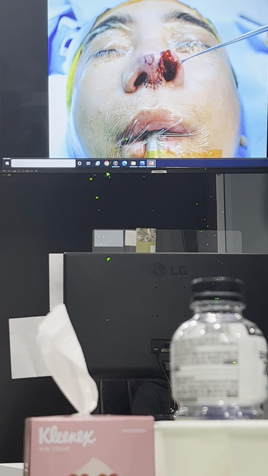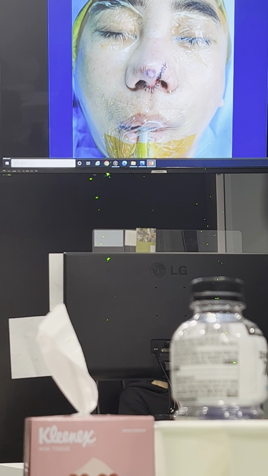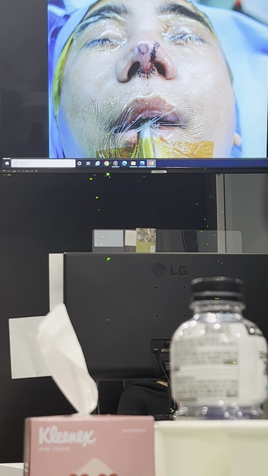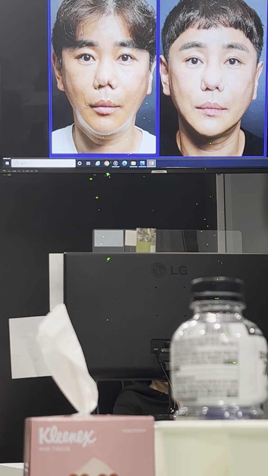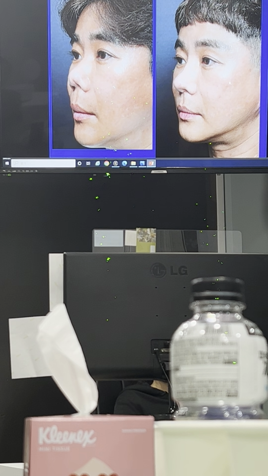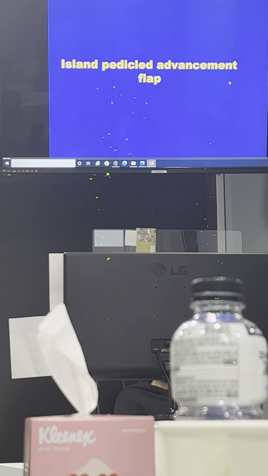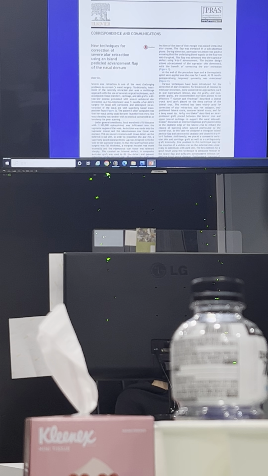But still, on the left side the alar is depressed like this. So I designed the alar rotation flap like this. After that, I matched the alar rim. Good. So this is my technique.